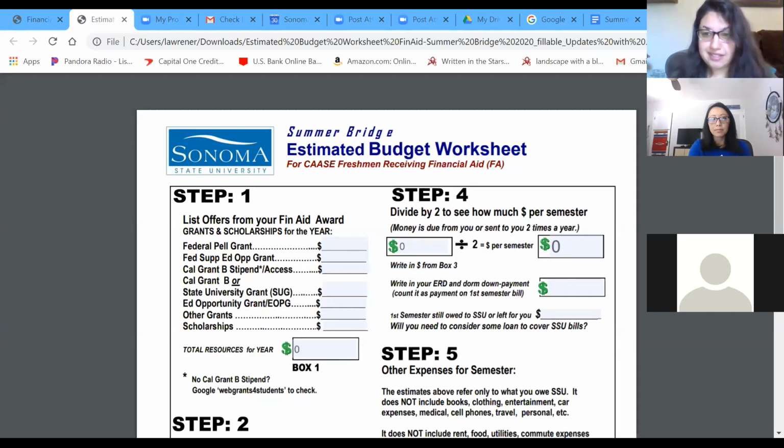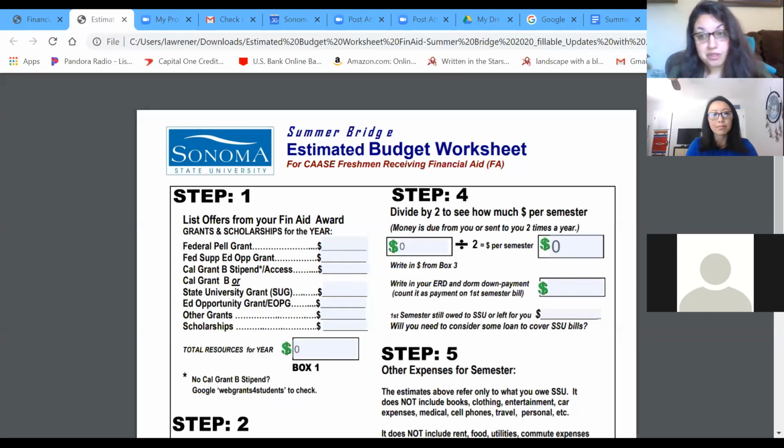And that is the main reason why we are doing this workshop, and this is why the estimated budget worksheet is quite important. Now, the key word here is estimate. Nothing here is quite set in stone. As Ku had mentioned, some of you may not have your financial aid package ready yet, and that could be for a number of reasons.